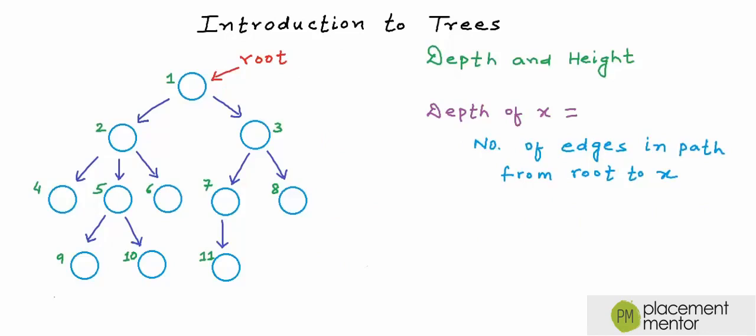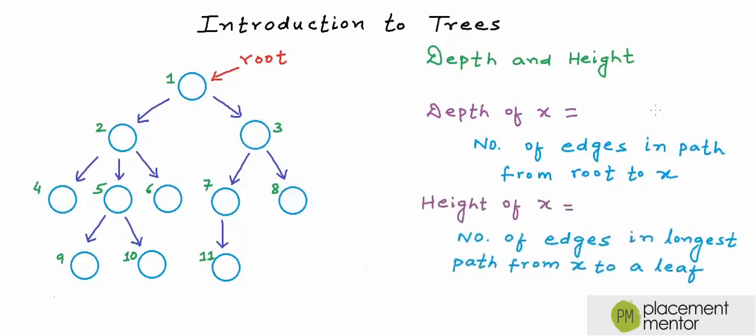Okay, now height of a node in a tree can be defined as the number of edges in the longest path from that node to a leaf node. So height of some node x will be equal to the number of edges in the longest path from x to a leaf. In this figure, for node 3, the longest path from this node to any leaf is 2. So height of node 3 is 2.